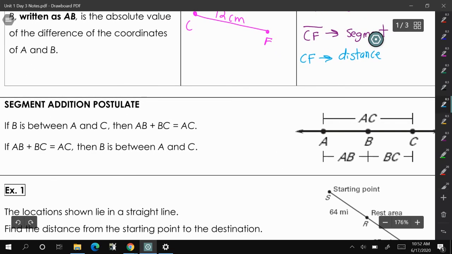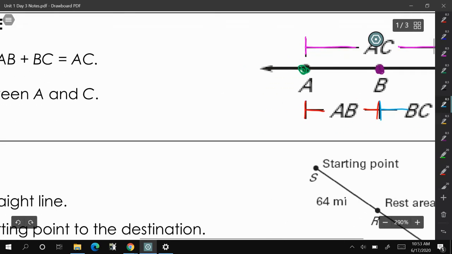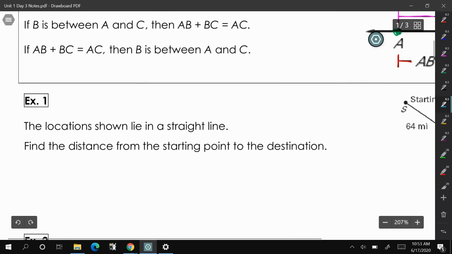Now we have something called the segment addition postulate, and I kind of call this the oh duh, that makes sense postulate. Basically, if we know that point B is between points A and C here, it means that the distance from A to C is made up of the distance from A to B plus the distance from B to C. Those two smaller parts, you add them up, you get the whole thing. That's what the segment addition postulate says. So let's apply that down here.